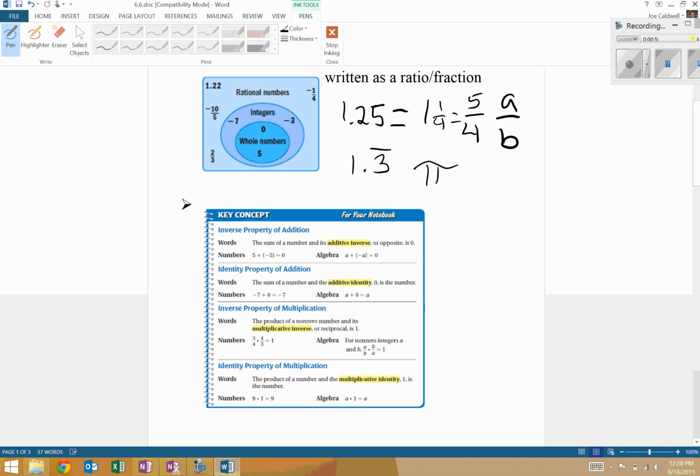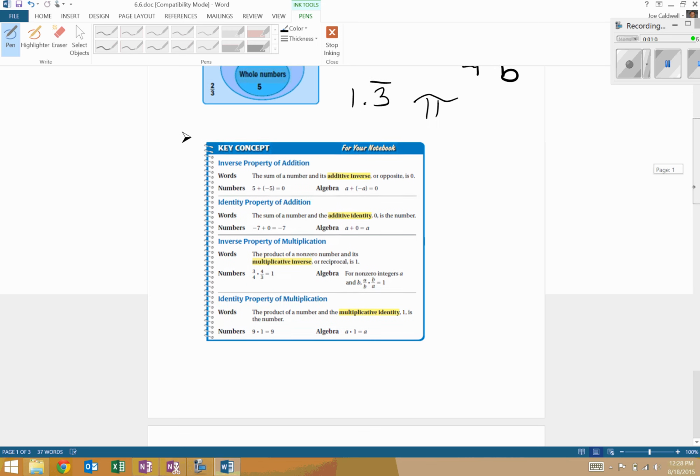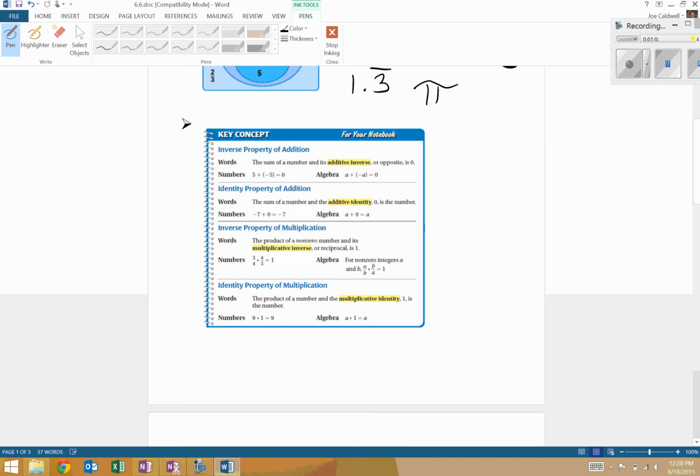Kind of some random properties we're going to learn here. Okay, so we have what's called the inverse property of addition, which basically says the sum of a number and its additive inverse, which is a fancy word for opposite, is 0. So essentially all that's saying is if you add a number with its opposite sign, it's going to be 0. So 5 plus -5 is 0. Add a number with its opposite, it's going to be 0. That's called the inverse property of addition.